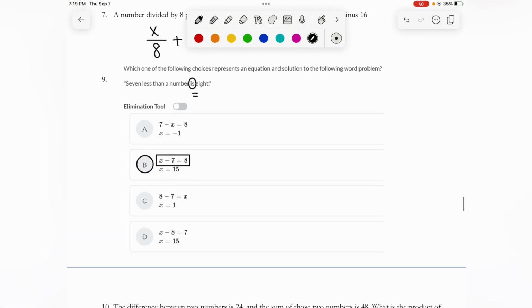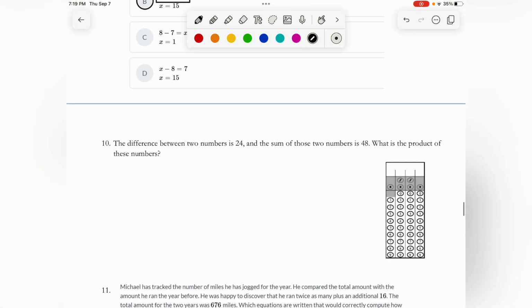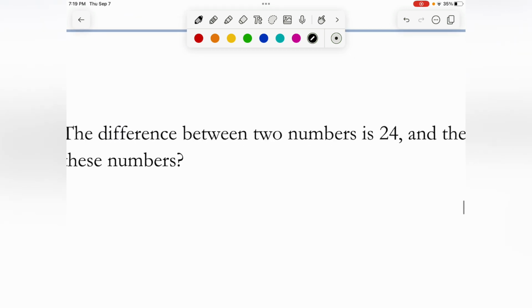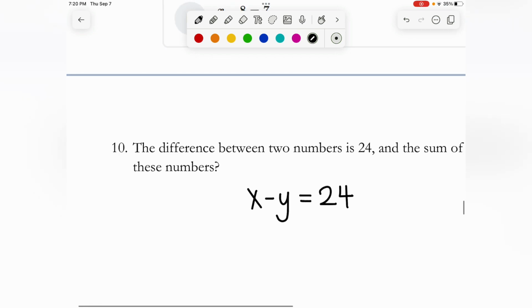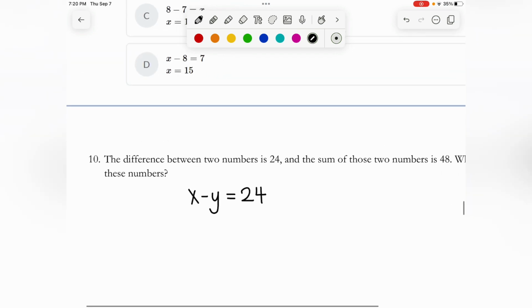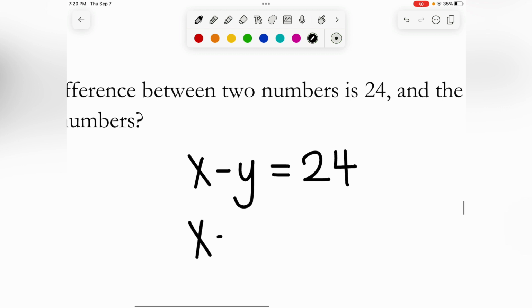I know that we teach problems like number 10 in algebra. This is a system. It says the difference between two numbers is 24. So since they're two different numbers, we're going to use two different letters. The difference means minus. So the difference between two numbers is 24, and the sum of those numbers is 48. So that's x plus y equals 48.